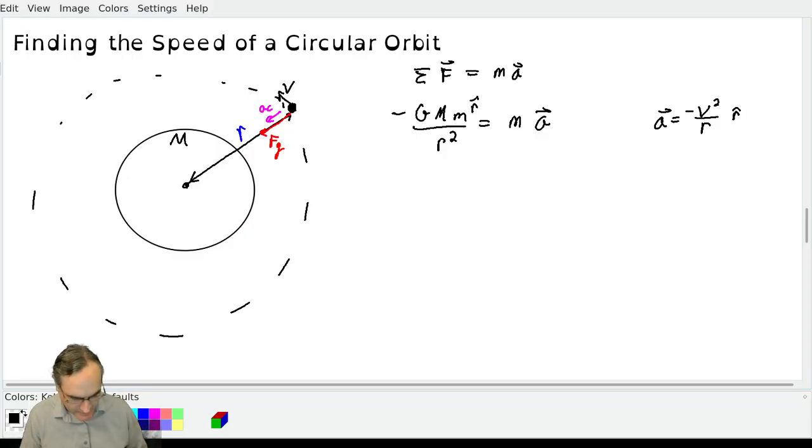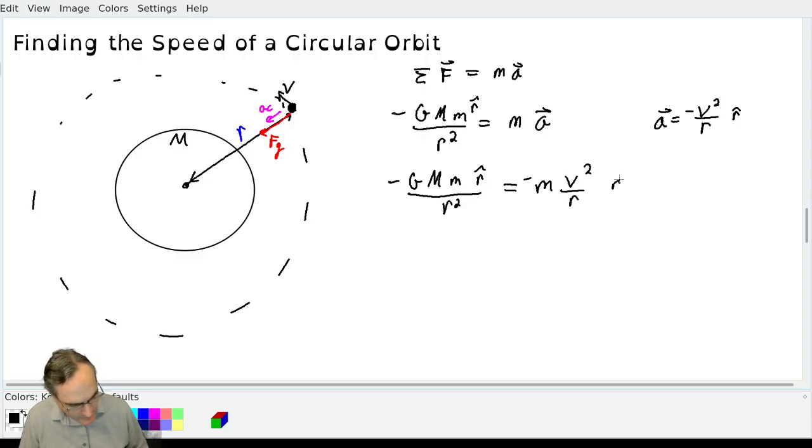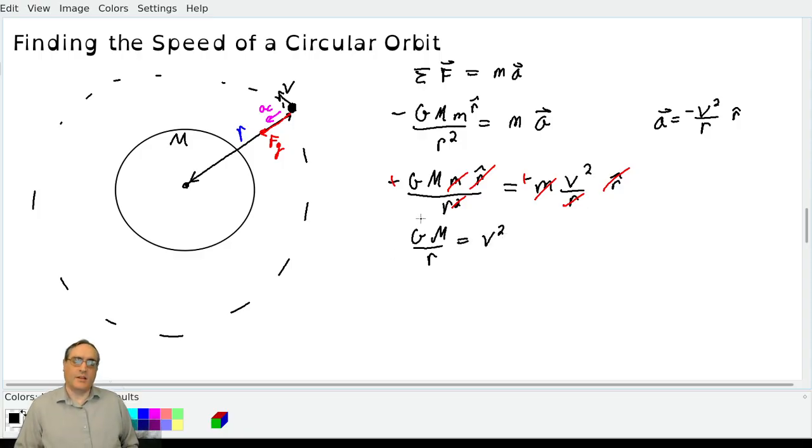All right, so here's what we end up with. Minus big G mass of the central body times m r hat over r squared is equal to the mass of the orbiting body with a minus in front, because I'm going to put the v squared over r with the r hat out here. We're kind of lucky. The mass of the orbiting body cancels out. The r partly cancels out. The minus sign cancels out, and we don't care about direction anymore. So we're finding that G times M, the mass of the orbited body, the central body, is equal to v squared.